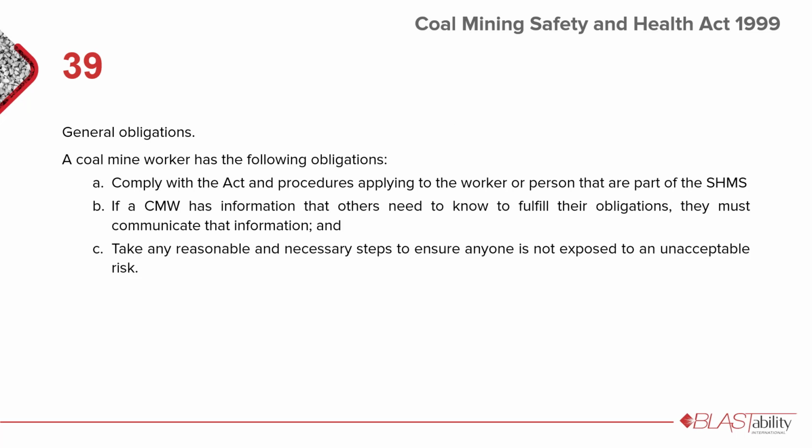39. General obligations. A coal mine worker has the following obligations: comply with the Act and procedures applying to the worker or person that are part of the SHMS. If a coal mine worker has information that others need to know to fulfill their obligations, they must communicate that information. Take any reasonable and necessary steps to ensure anyone is not exposed to an unacceptable risk.